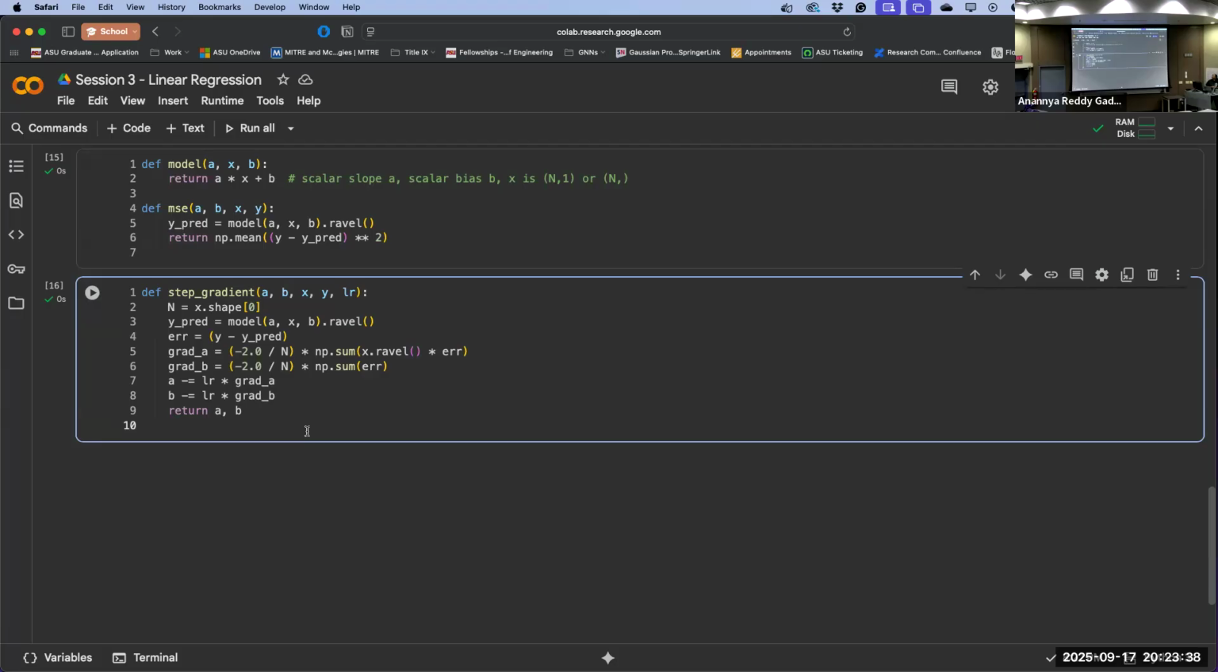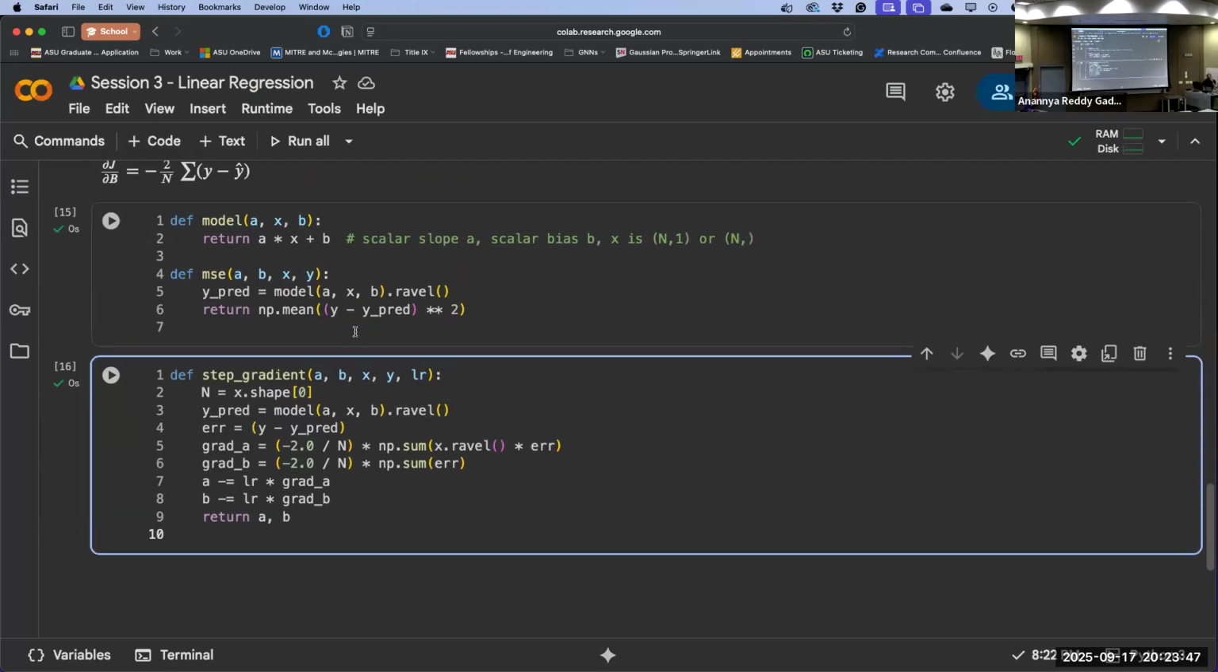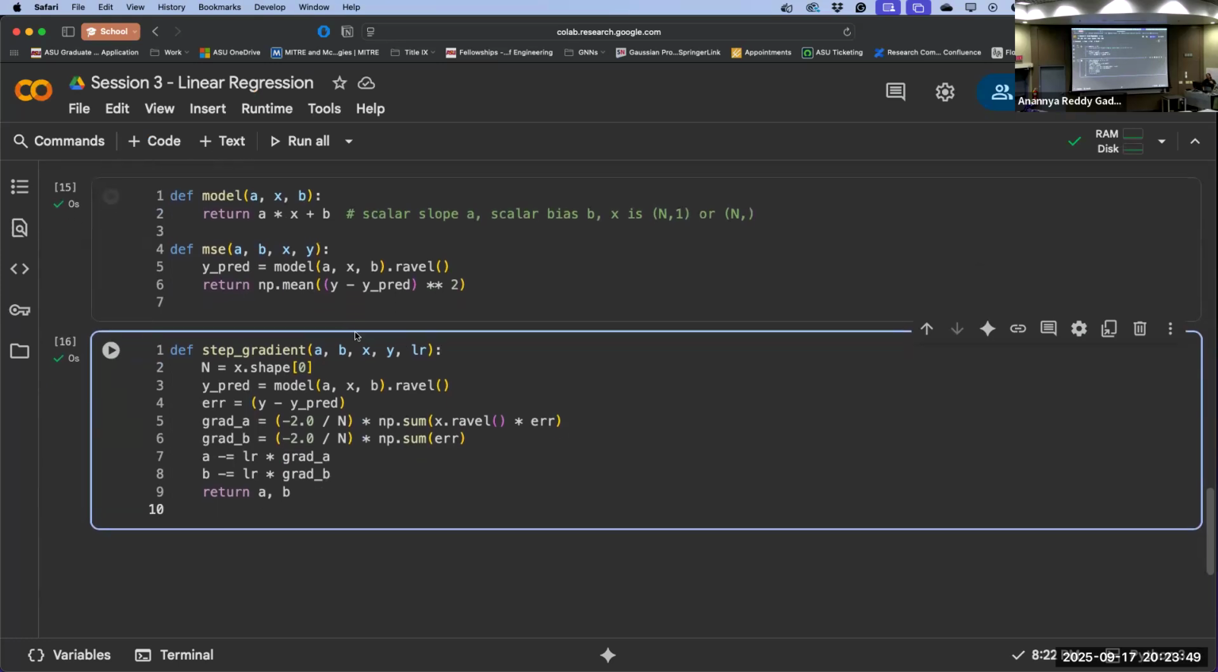Is this visible enough, or do you want me to zoom in a little bit more? Is this good enough? Okay.